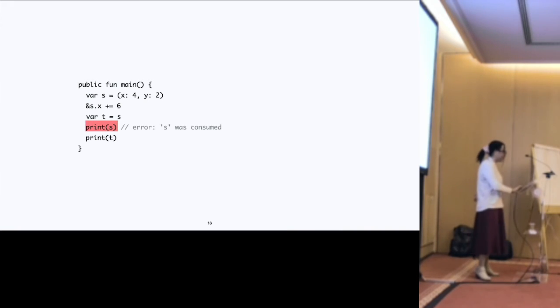If we try to compile it, the compiler will complain that S was consumed. It was already being used, because when we said var t equal S, we moved S to T. Okay, so this model is great. We can forget about all the issues with references and everything, because basically all values are unique, but it's hard to use. So Hylo has a few tricks up its sleeves to help with this issue.